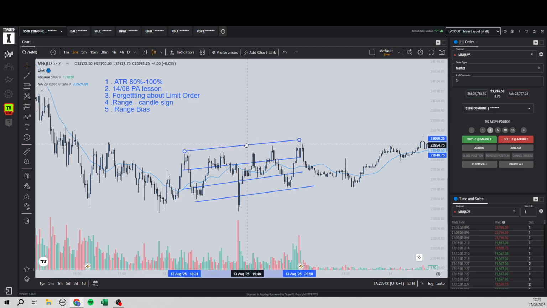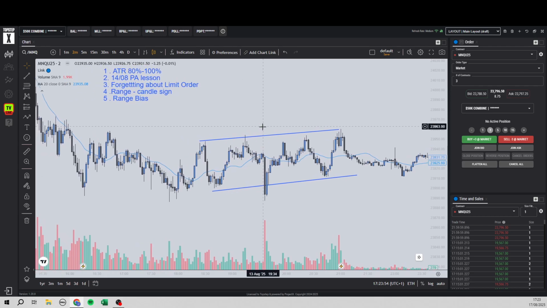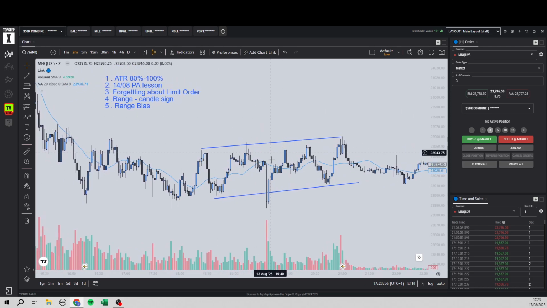Now the reason why I said range candle sign is because we already knew about this strategy of shorting from the top or longing from the bottom in a range market. But what we're now looking for, let's say we're in this market, right? Let's say we're on this candle right here, on this doji right here. At what point would you do a short?